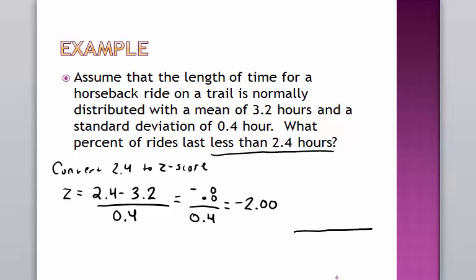And so next up, we draw our curve, and we're going to mark off the 0 down the middle and the negative 2 over on the left-hand side. And we want to know the percent of rides that last less than the 2.4, which is the same thing as the negative 2. So less than that is going to mean that we've shaded in the tail of the curve.